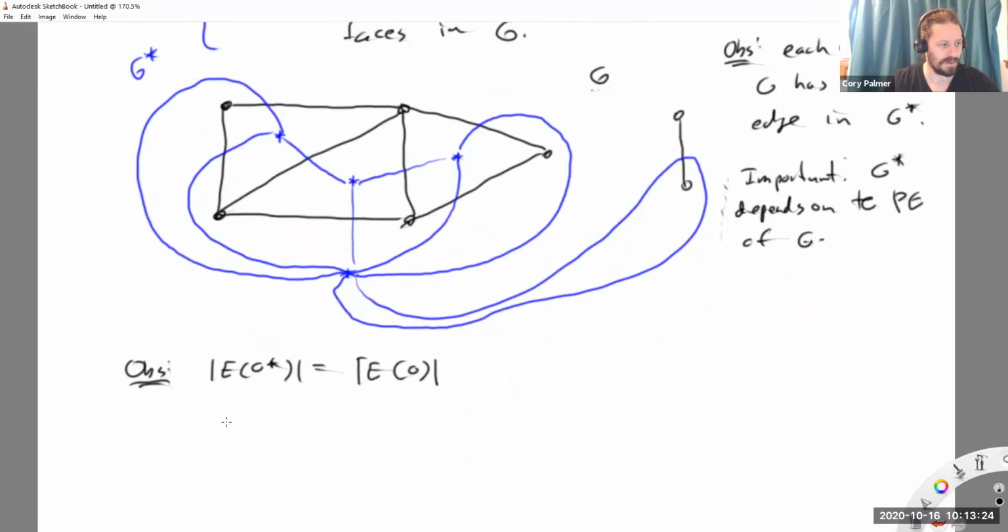What else here? G star is planar, and even more than planar, what actually have we arrived at in this drawing? It's a planar embedding, right? It's not only planar, but we actually have drawn it as a planar embedding. And that's actually the easier thing to prove. Planar is more general, but having a planar embedding implies that it's planar. But that we have a planar embedding can be proved by relatively elementary topology.